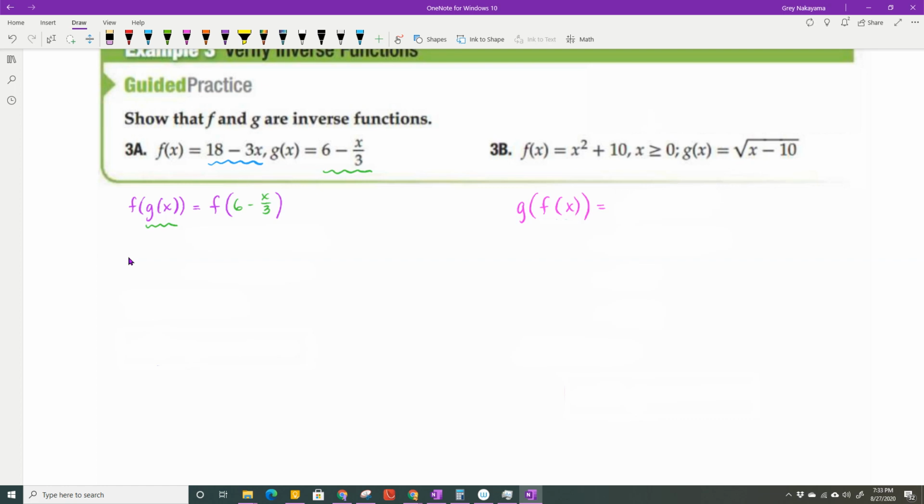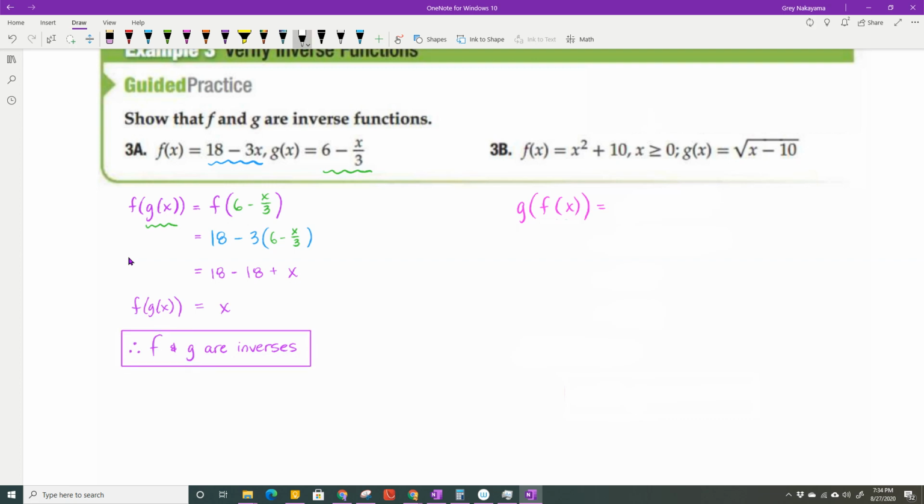So what is my rule for f? Well, my rule for f says 18 minus 3 times whatever you have in parentheses. And what's in my parentheses is g, which happens to be 6 minus x over 3. This next step, all of these steps are critical, y'all. You've got to show me the math of distributing that 3 or negative 3 through your parentheses. So I get 18 minus 18 plus x. Well, when you simplify that, guess what you get? You get x. So that means that f and g are inverses, because when I compose them, I got x.